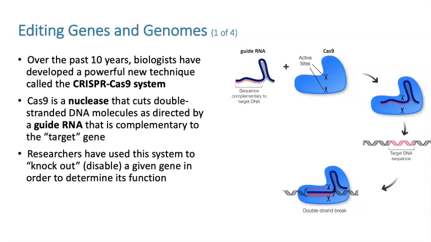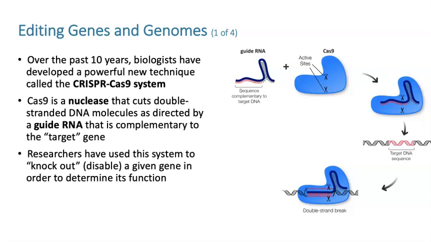The last thing that we're going to talk about is how we can edit genes and genomes. And over the last 10 years, there's been a brand new technique that has come to light called the CRISPR Cas9 system. It's very powerful, and it does things that are just very astonishing. And I'll talk to you about the technique, and then I'll talk to you about some of the applications of it.